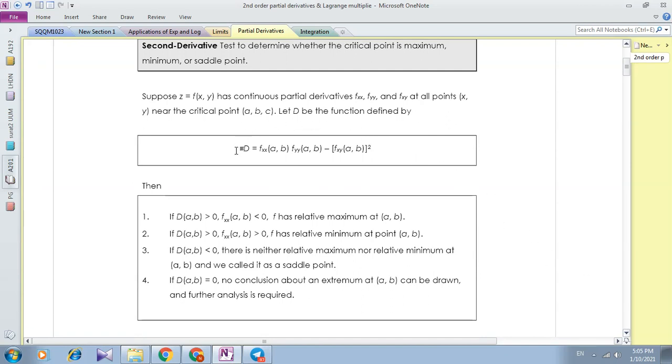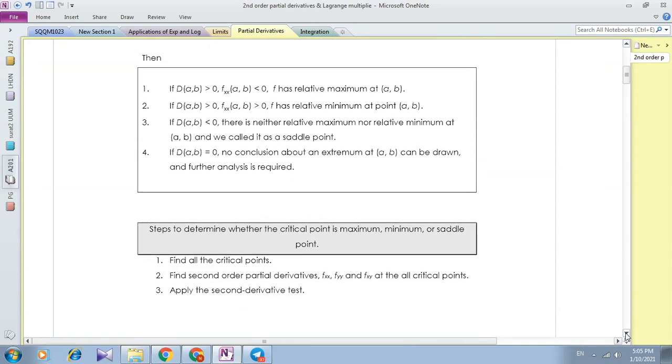Here is the formula for D, because you will need this formula to decide on the next thing here, whether it's 1, 2, 3, or 4. Let's look at it by this example.